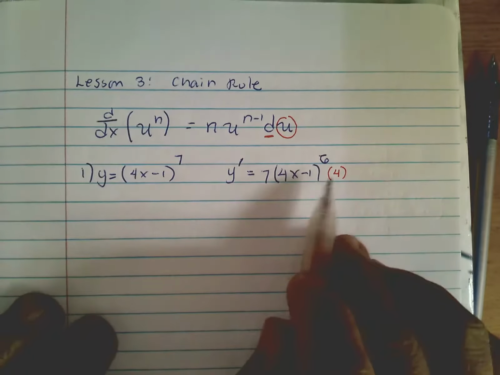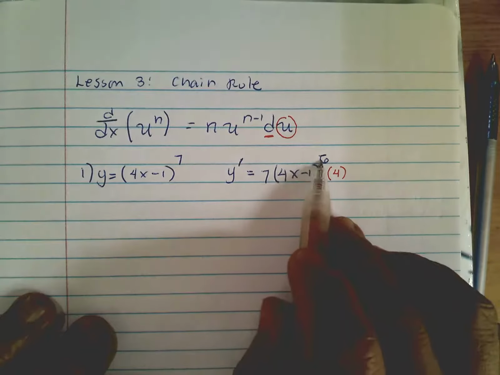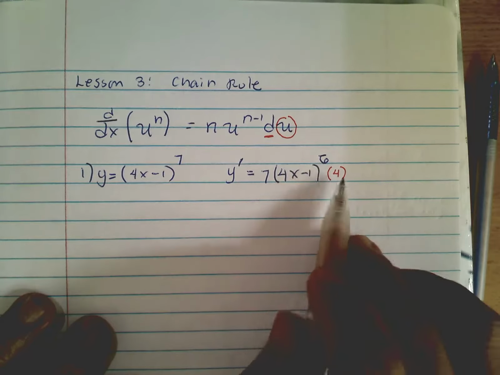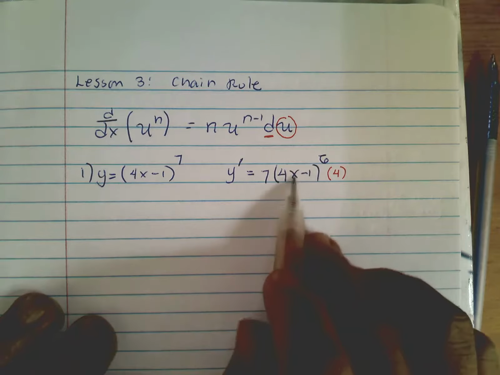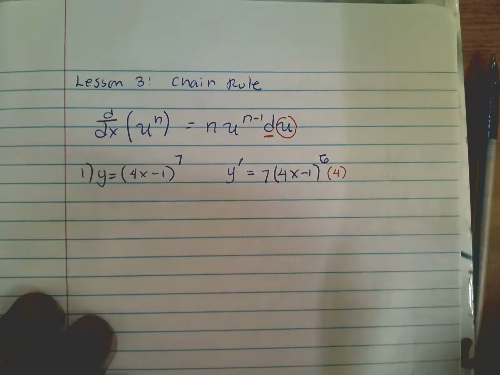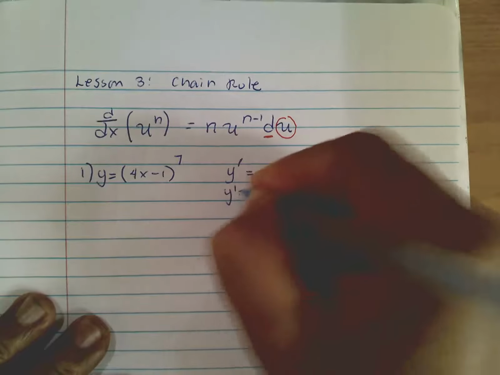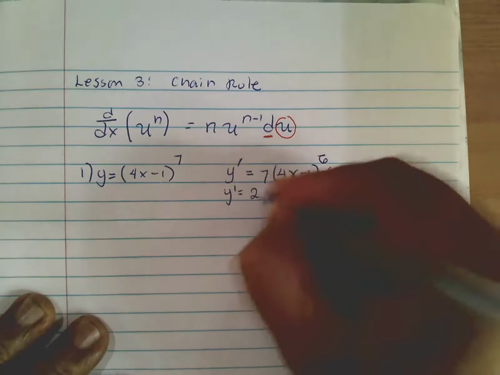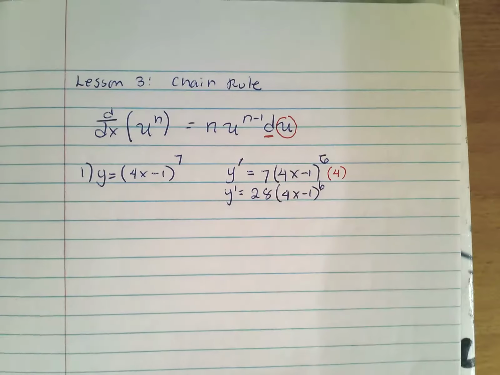Okay? So again, don't forget, there's n. That is your function. 7 minus 1 is 6 times the derivative of inside, or the derivative of your function, which is 4. Then you just need to simplify that. Then you will have 7 times 4 is 28. 4x minus 1 raised to 6.